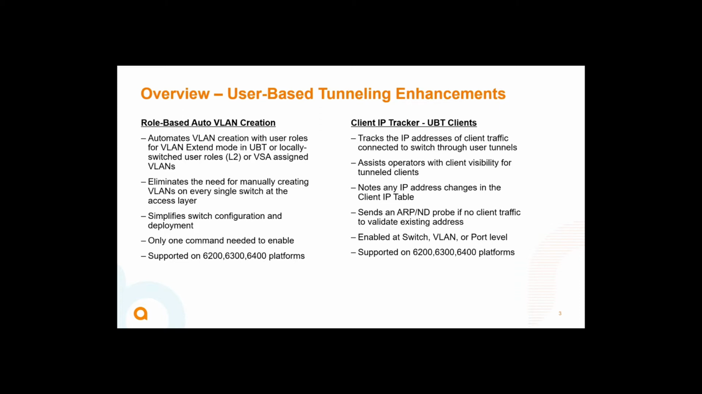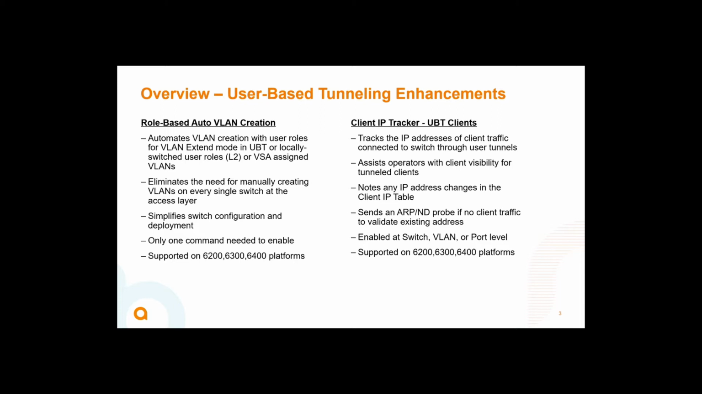The other thing we added in, we've had client IP tracker for a while now, but now we've turned it on for user-based tunneling clients. Client IP tracker, for those who are unaware, tracks the IP addresses of client traffic connected to the switch through the tunnels. If the IP address of the client happens to change, that change will be noted in the client IP tracker table so that it can show the changes and track the IP addresses of those devices. That helps operators have client visibility for those tunneled clients, and it makes it easier to notate and track any changes that could happen in the client IP table.